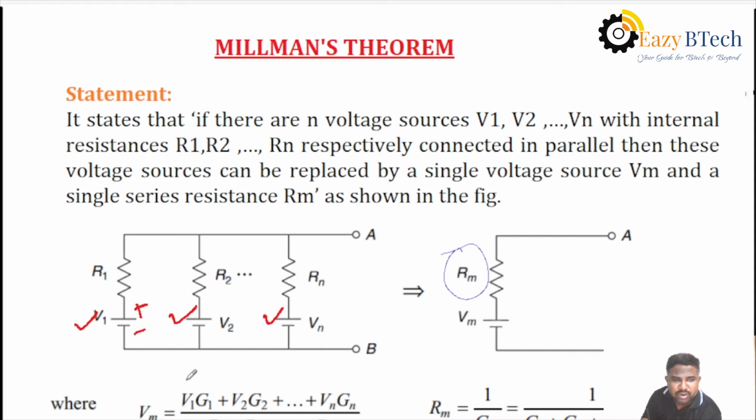The formula is 1 by R. That is G1 equal to 1 by R1, G2 equal to 1 by R2, and so on, Gn equal to 1 by Rn. Like that, you can find out the products V1 G1 plus V2 G2.